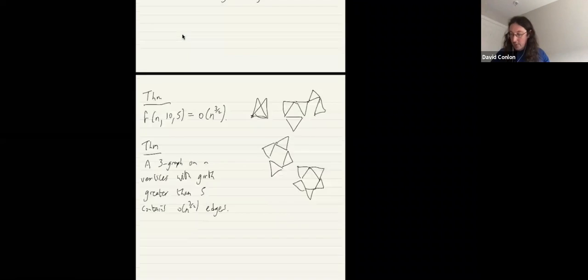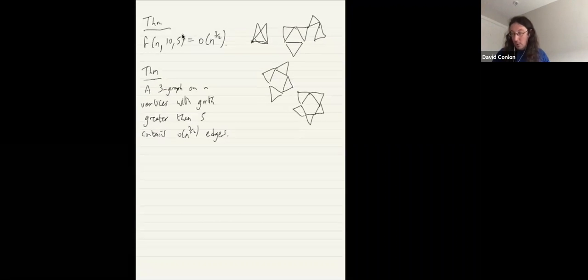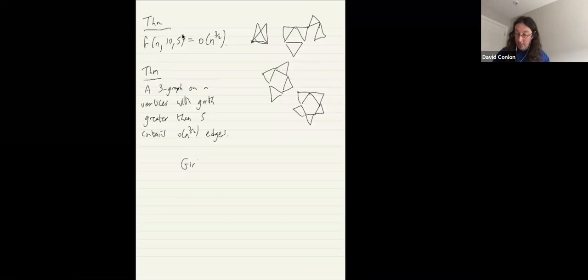In fact, there's a strange phenomenon that seems to be happening. If you look at these 3-graphs and you have girth versus the extremal number, let's call it extremal number.